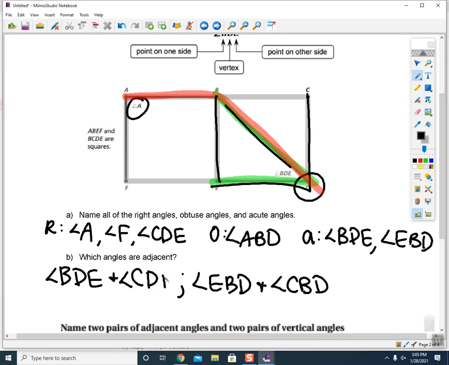CDB. There we go. I have the same vertex. Here's my vertex, the middle one. Same vertex. They're also going to share a side, right? I know that too. So it has B in common here, and it has D in common here. Shares a side, shares a vertex.